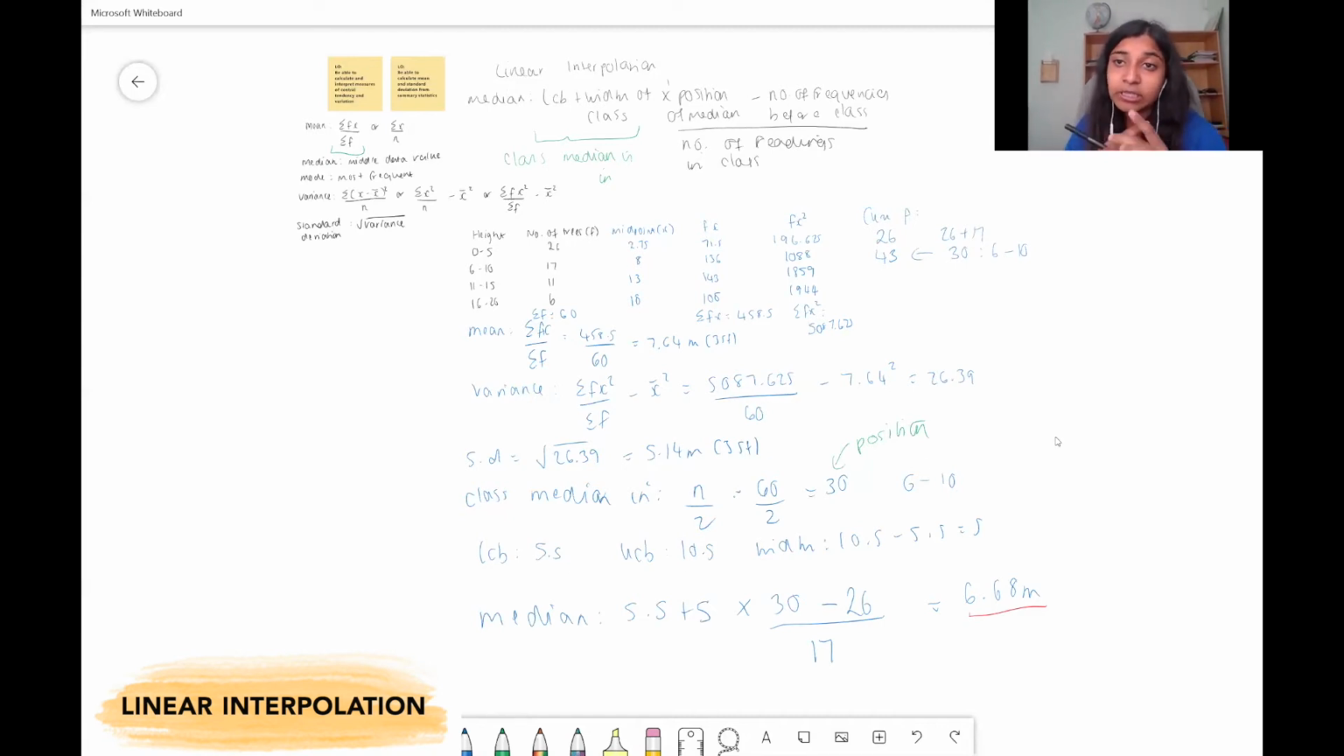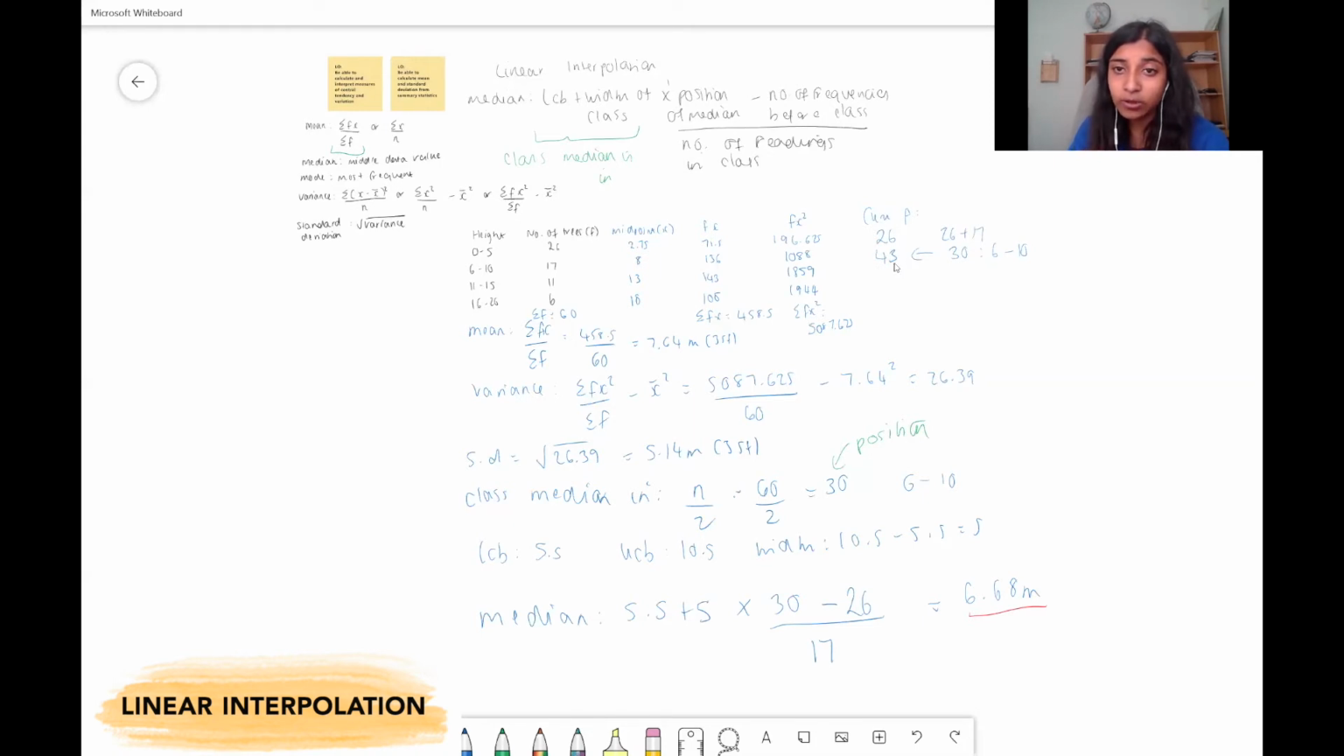So for the median, first you want to work out your position of the median. To do that, you do n, which is the number of readings you have, divided by 2. So 60 divided by 2, we got 30 as our position. And then you want to find out in which class your 30th frequency lies. To do that, you find your cumulative frequencies. You do 26 and then you add 17 to that. And if we add 11, we would get 54, then we add 6, we get 60.